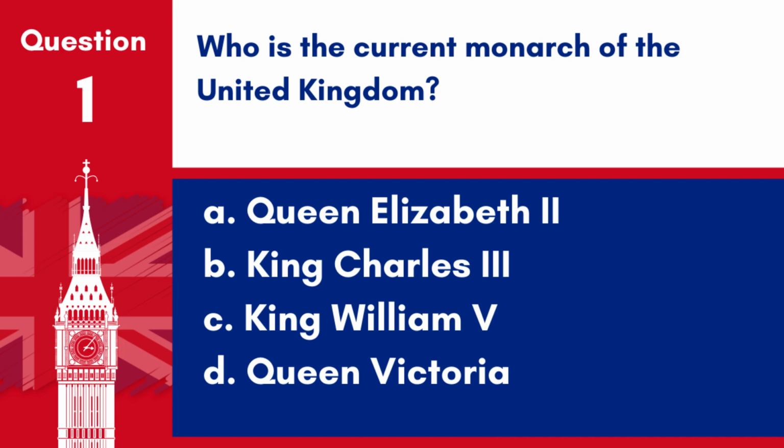Question 1. Who is the current monarch of the United Kingdom? A. Queen Elizabeth II. B. King Charles III. C. King William V. D. Queen Victoria. Answer: B. King Charles III. The current monarch of the United Kingdom is King Charles III.